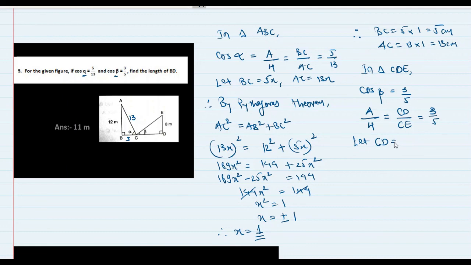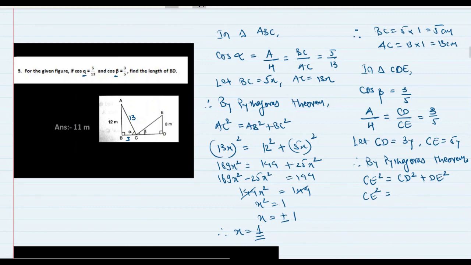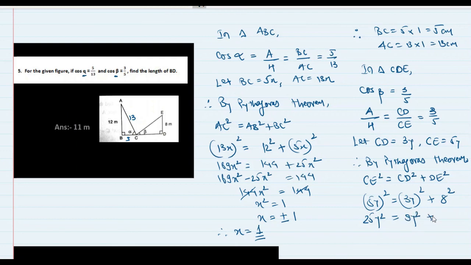So let CD be equal to 3y, I'm just taking it as a ratio, y is a multiple, and CE is equal to 5y, right? And we know DE is 8 meter, therefore by Pythagoras theorem, we can say that CE square is equal to CD square plus DE square. CE is 5y the whole square, which is equal to CD, which is 3y the whole square, plus DE, which is 8 square. So 25y square is equal to 9y square plus 64.